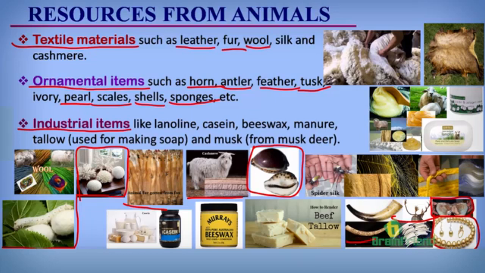Some examples of these industrial items are lanolin, we have casein, beeswax, manure, tallow. Tallow is used to make soap, some kind of soaps. We also have musk. Musk is used to make perfumes and fragrances, and so on. All of these industrial items are gotten from animal sources.